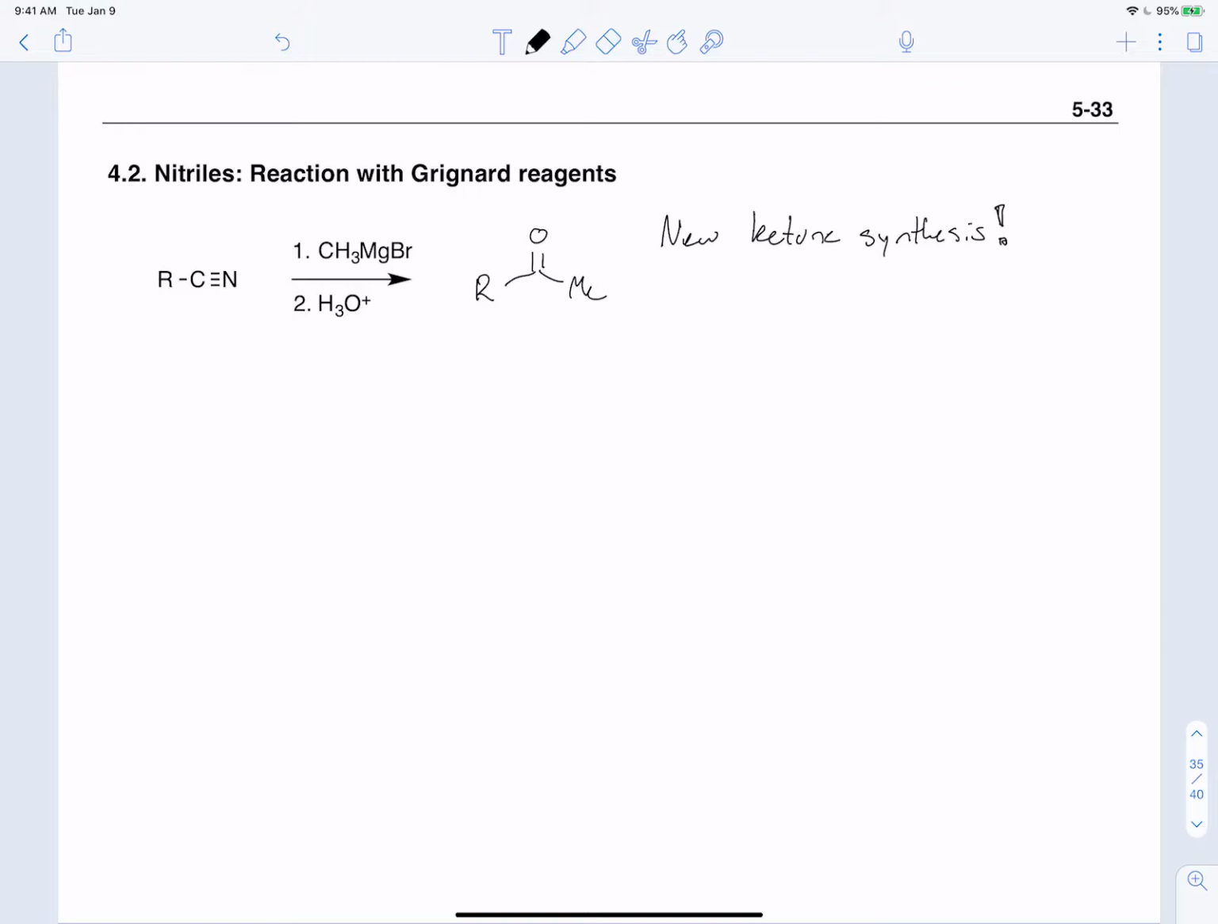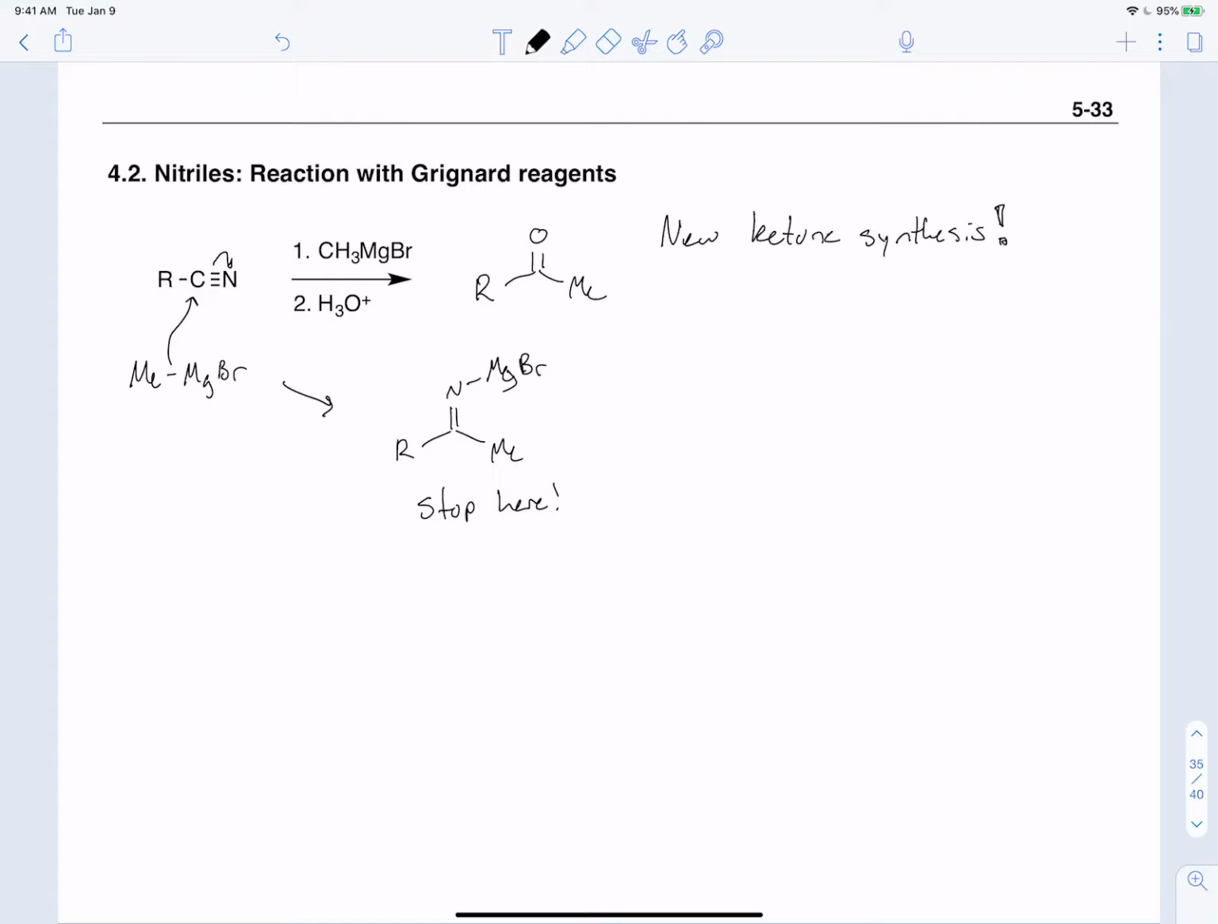So if we look at the overall reaction, we can draw out methyl magnesium bromide. Again, we have a nucleophilic sigma bond. It'll attack the electrophilic pi star of the nitrile. This gives us a first intermediate that does not undergo any further reactions. So we will stop here. No more additions after this place.